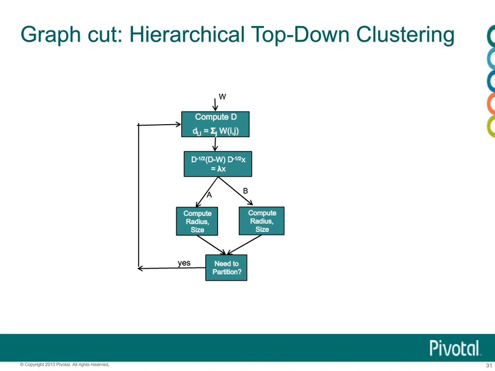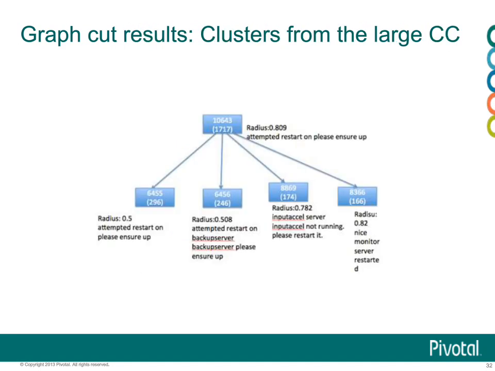So we did that for that first large connected component, which had 1717 alerts, and we ended up with 4 smaller clusters that are more manageable, and they satisfied the criteria for homogeneity and size in terms of number of alerts within each group.